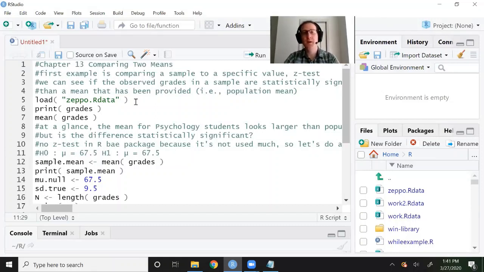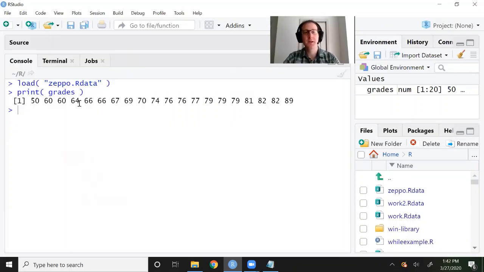This is where we're going to be looking at grades and if they differ from the population mean. So it's basically looking at, do psychology students' grades in a class differ from other majors? So I'm going to load up this data set, zepo.rdata, and let's look at grades here. So you see there's a list of grades that psychology majors got.